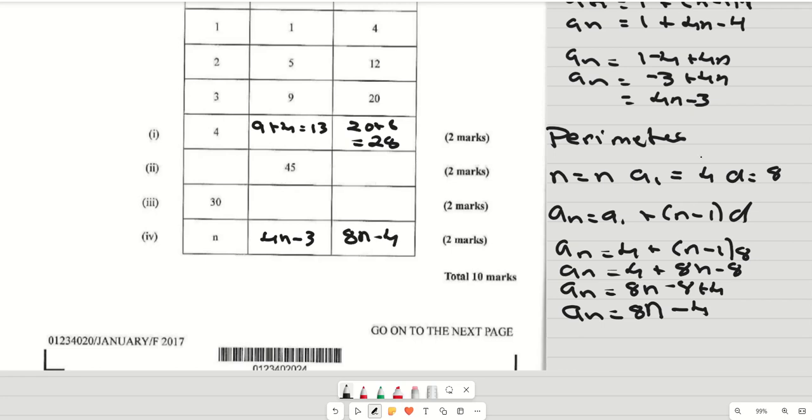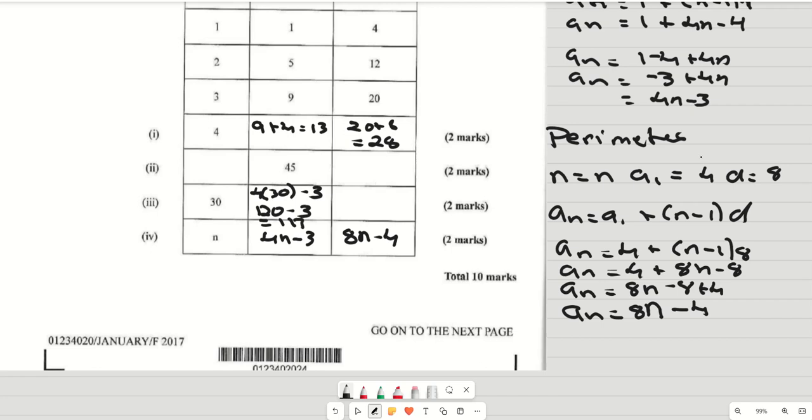Let's check and see. When n is 4, 8 by 4 is 32. 32 minus 4 is 28. So we know that is the answer. All right, let's do part 3. Part 3 is easier than part 2. Well, it's simpler, I should say. n is equal to 30 if we equate it. So you have 4 by 30 minus 3, 4 3s, so that's 120 minus 3, which is equal to 117. So that would be the answer for this section here.